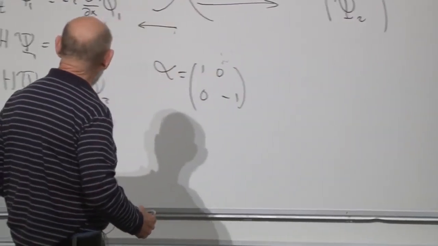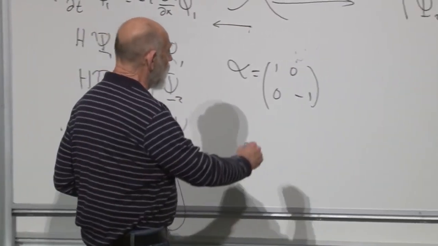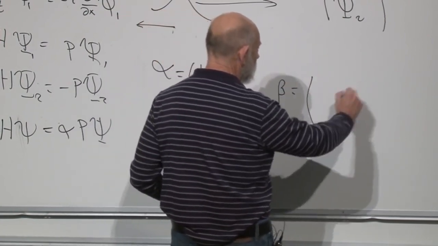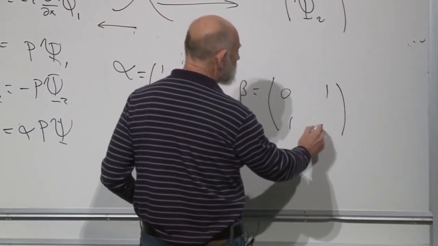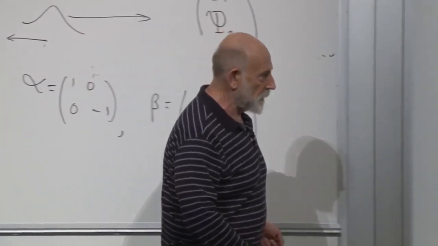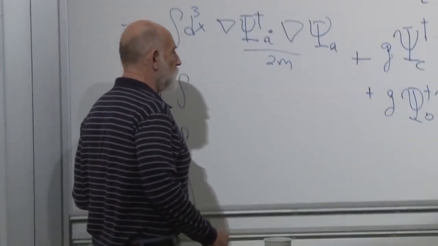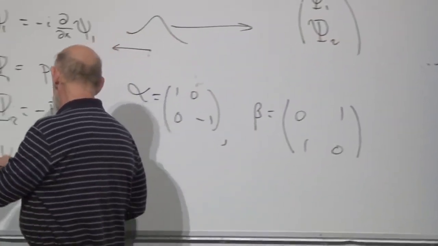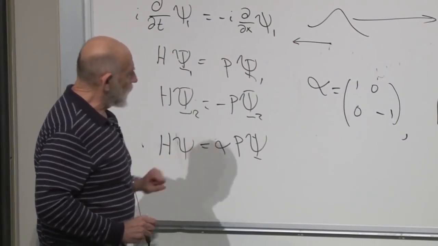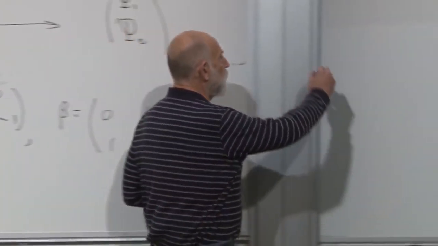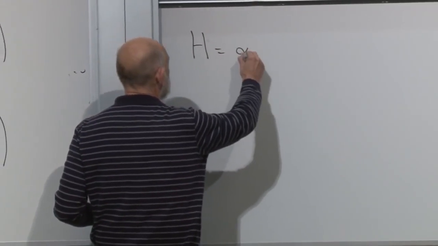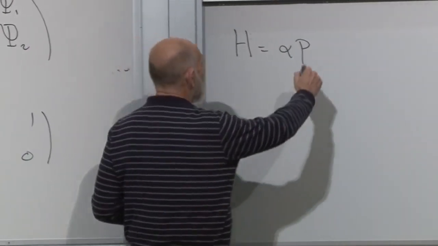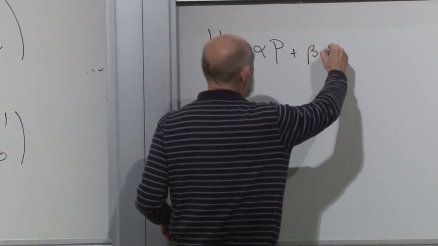Then we did one more trick. We invented another matrix. It's called beta. And that one looks like this, 1, 1. Now, the fact that these happen to be Pauli matrices is somewhat incidental at this point. They're just matrices for the moment. And instead of writing h is equal to alpha p, plus p or minus p, depending on the sign of alpha, we added another term, beta times m.